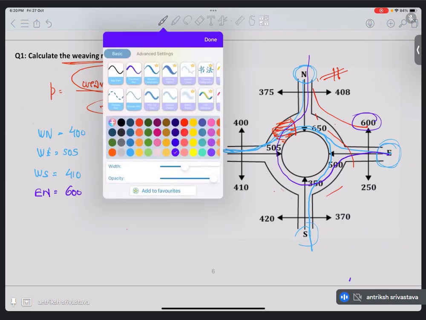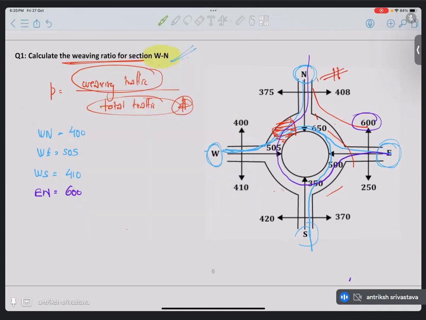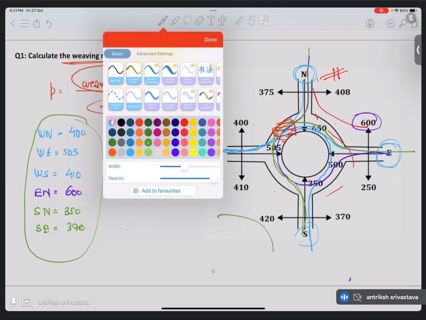Now let's look at the traffic that is going to go from the south. Let us again change the color. From south, if they want to go left, easily they can go without going to the weave section. But if they want to go right or if they want to go straight, they have to use the weave. So south to north, they are using the weave section, that is 350. South to east, they are using the weave section, that is 370. So we have identified these, and the sum of these is going to be the total traffic.